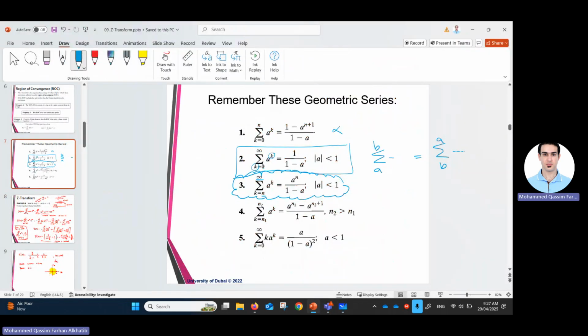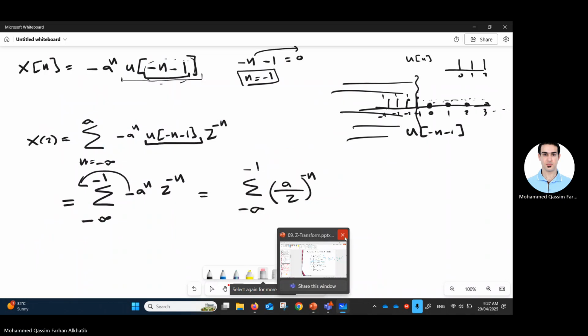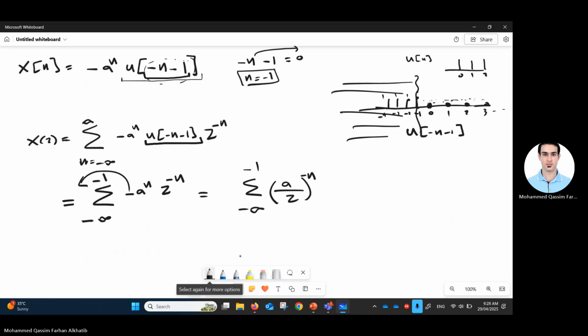So when you have something to the power n, it's going to be the same thing, negative n. That's the only change that happens there. So in this case, I'm having this summation from negative infinity to negative 1 to the power n. I did not reverse the expression here. Let me just redo it.